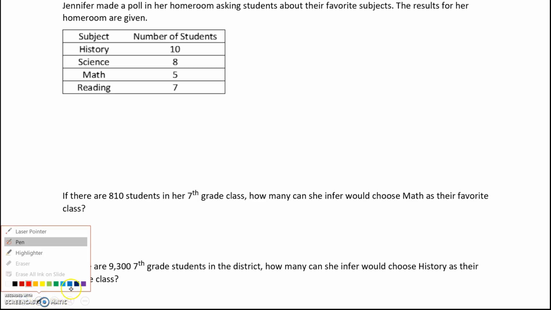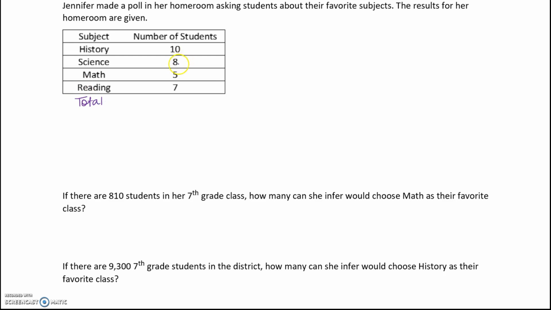So let's go ahead and look at our first example. It says Jennifer made a poll in her homeroom asking students about their favorite subjects. The results for her homeroom are given. History 10, science 8, math 5, reading 7. So how many people did she poll? Total, let's see, 10 plus 8 is 18, plus 5 is 23, plus 7 is 30. So 30 people. If she polled her homeroom, we're either dealing with our population or our sample.